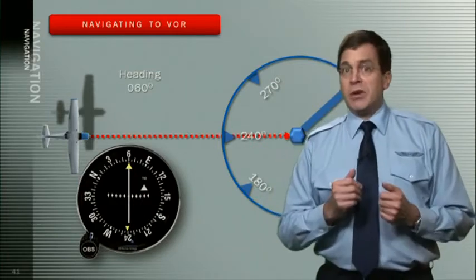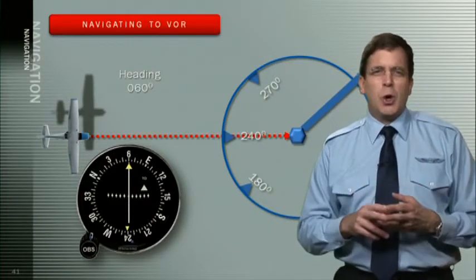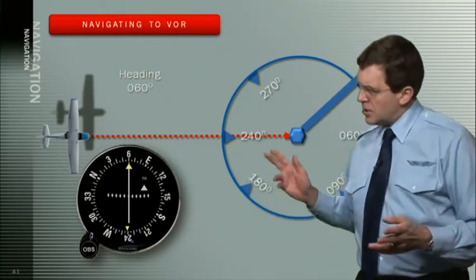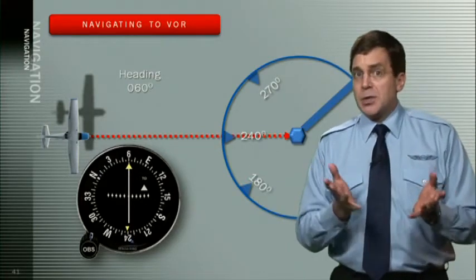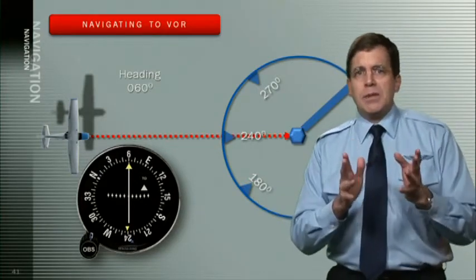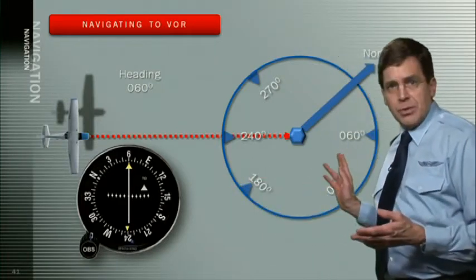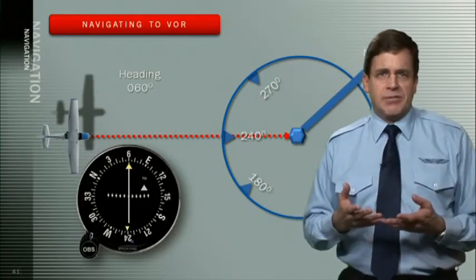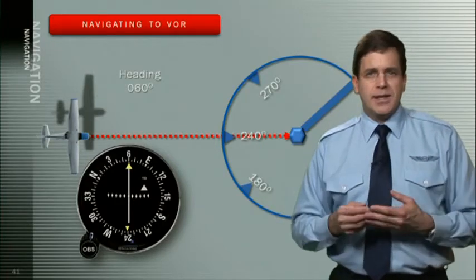What if you get confused when you're flying to a station on a radial? Remember this, radials are always measured from the station. In this case, the 240 degree radial from. Yet, to fly to the station on that radial, we must fly the reciprocal heading, or 060 degrees. Reciprocal just means 180 degrees different, so the reciprocal of 240 is equal to 060.